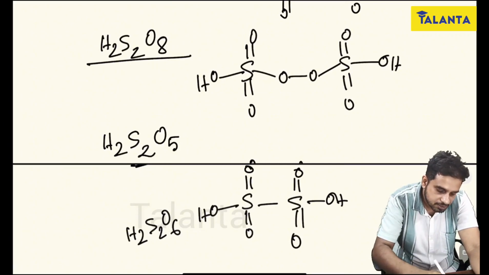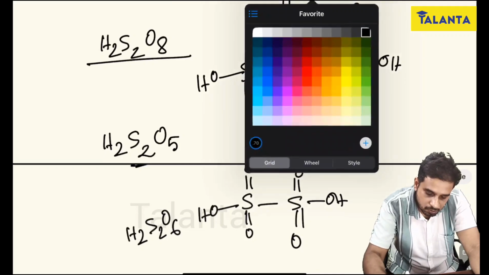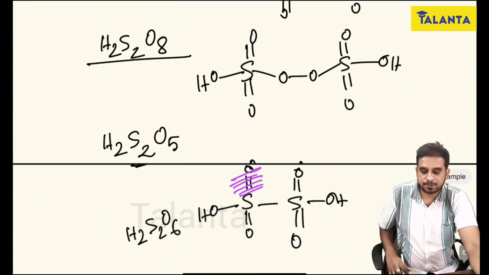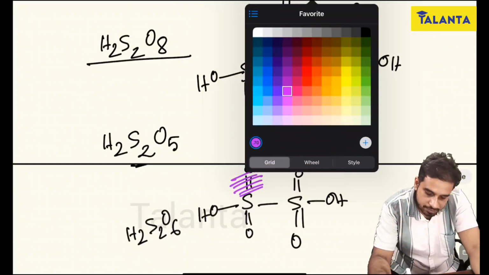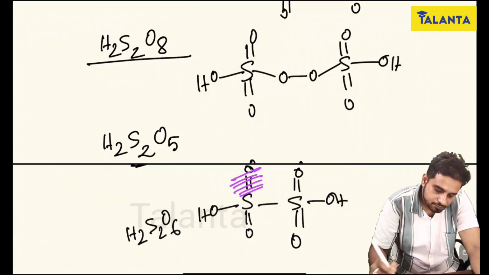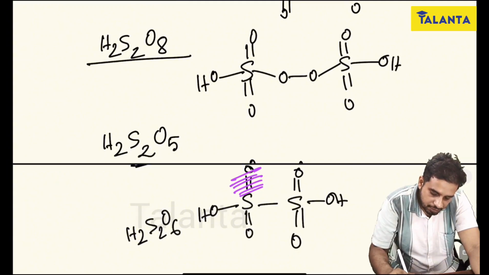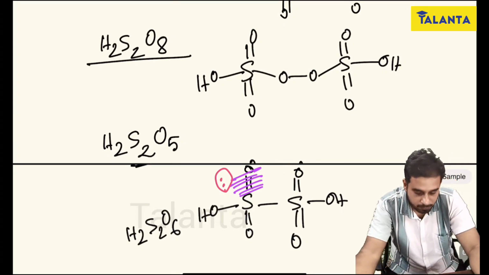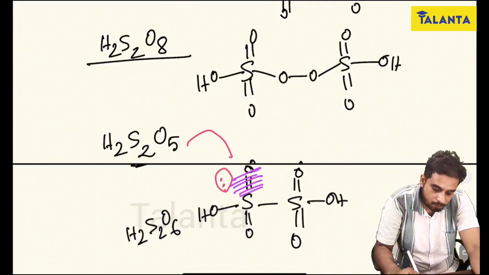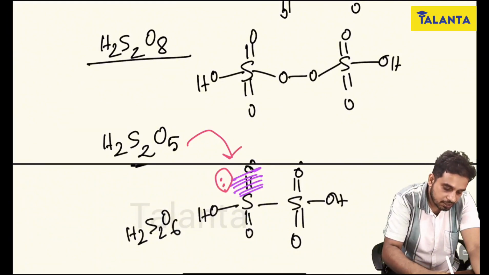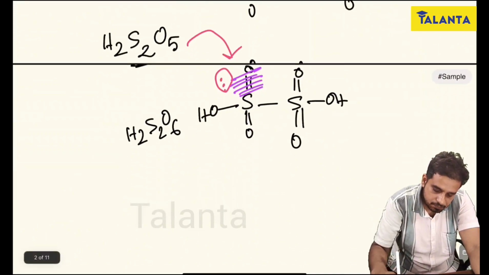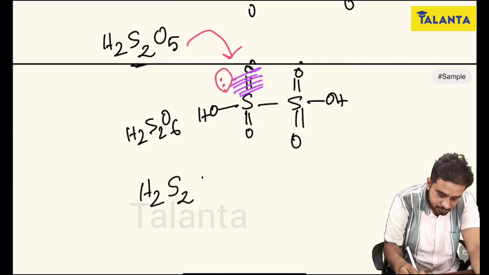So what will be the structure of H2S2O5? It's like this one. You just drop one double bonded O, and naturally one lone pair will be present in place of the double bonded O. So this is the structure of H2S2O5. Now we are thinking of H2S2O4.